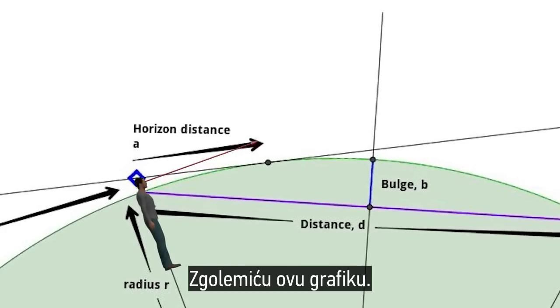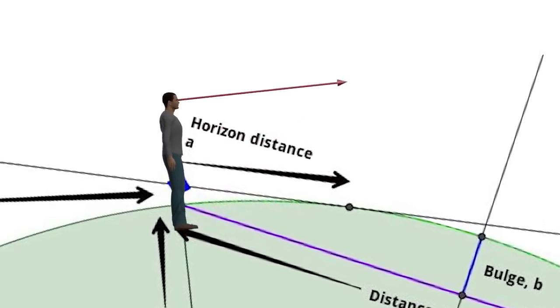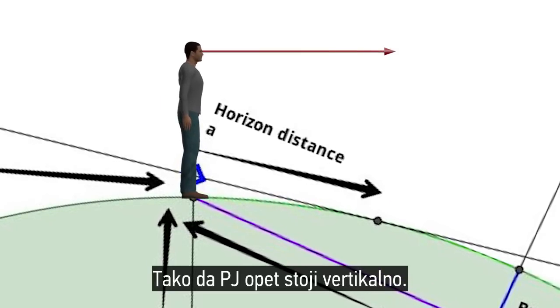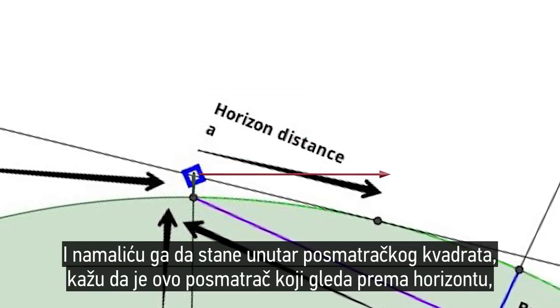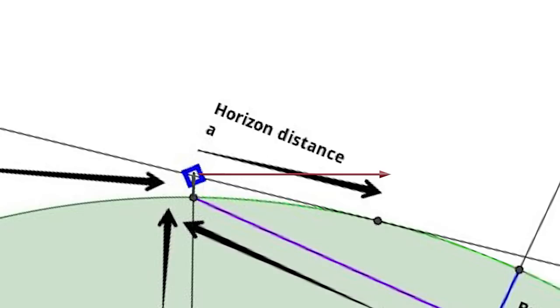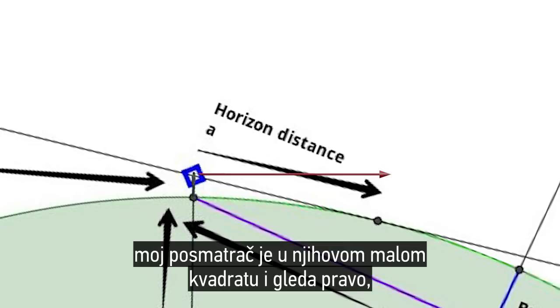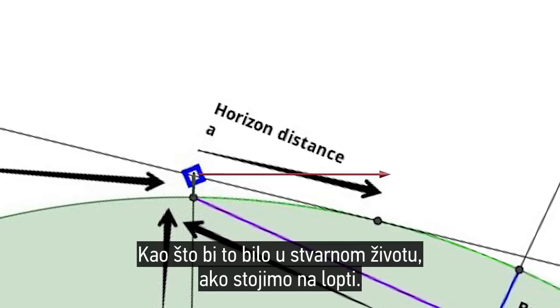Now I'm going to enlarge this graphic and orient it so that PJ is standing straight up and down again, and lower him so that he's within the observer square. Now this is what they're saying. This is the observer looking toward the horizon. But unlike their example here, where they're forcing the observer to look downward toward the horizon, my observer is in their little square looking straight out. And from the feet of my observer, the ground is curving downward, just like it would do in real life if we're standing on a ball.